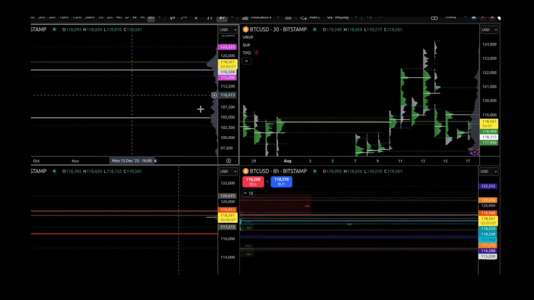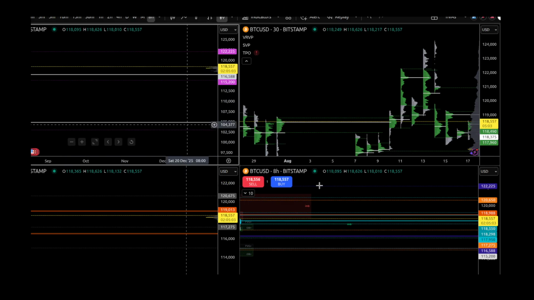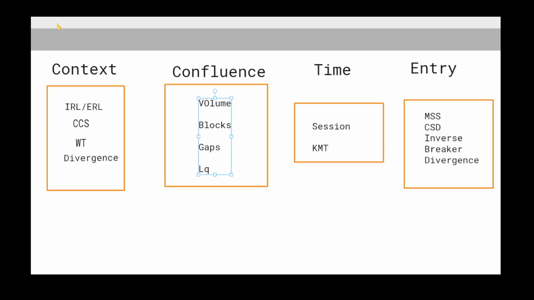Okay, this is my template of negative point of control. This works extremely well, especially for crypto. And what else we have? We have blocks, we have order blocks, we have propulsion blocks, rejection blocks, many types of blocks. Okay, and gaps, inverts, implied gaps, PPR, etc.